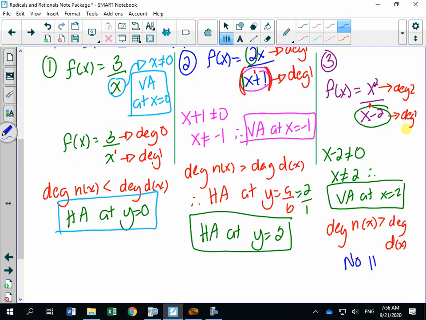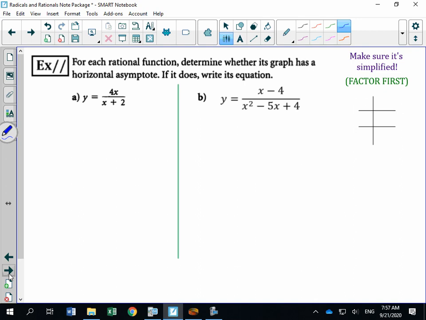So no horizontal asymptote. Okay, let's look at what examples would be. And again, if you understand these 3 scenarios, they're going to be one of these 3. So for each rational function, determine whether its graph has a horizontal asymptote. If it does, write its equation. And we're also, of course, going to determine vertical asymptotes.